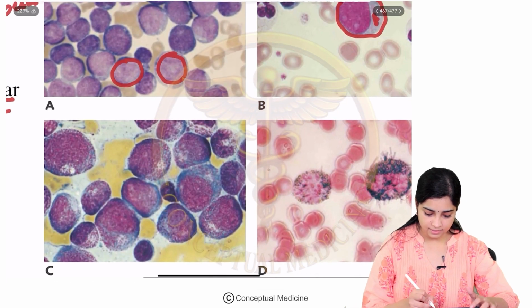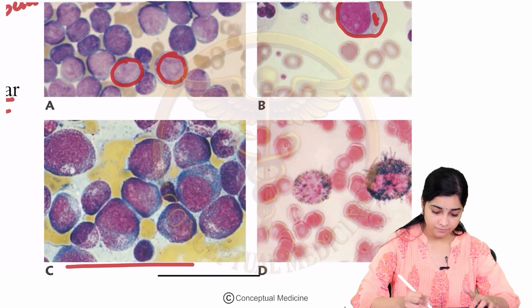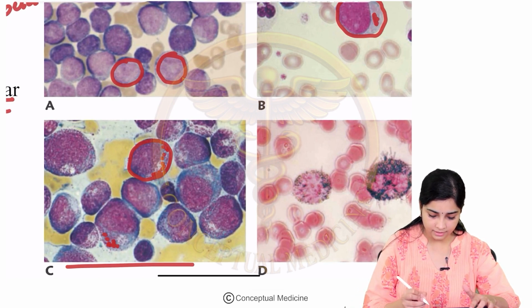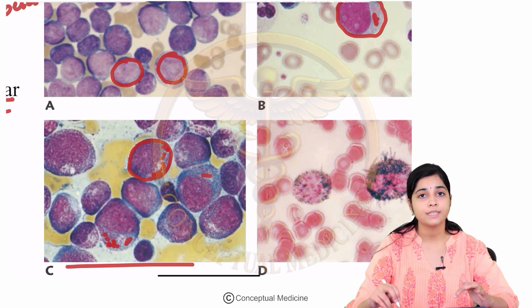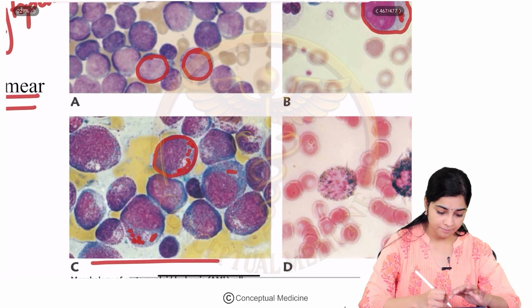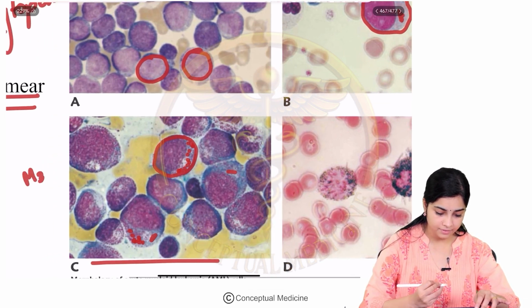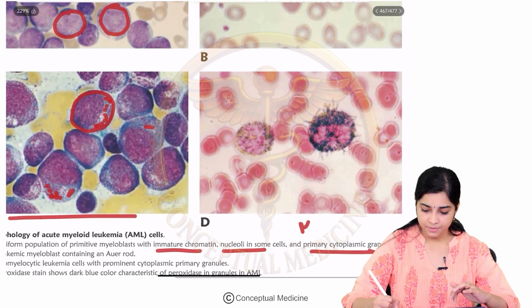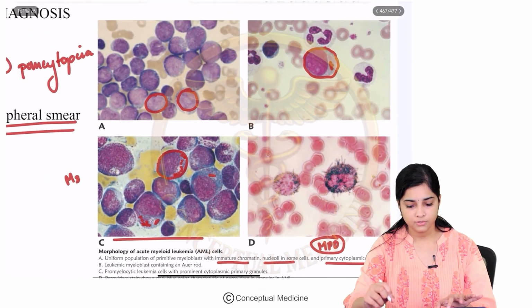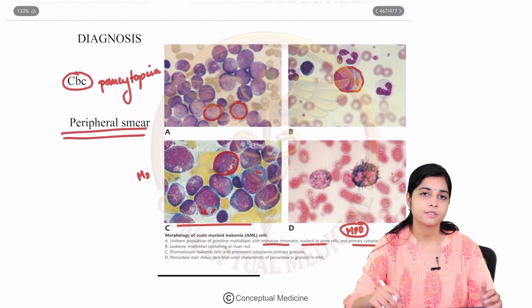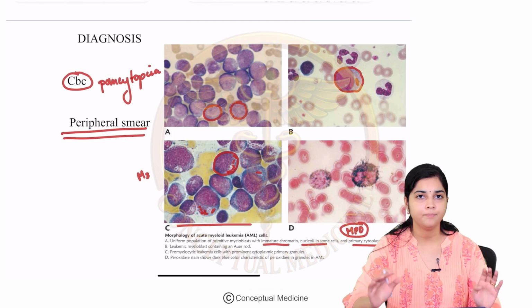Now, what is this image showing? Here you see that this is also a myeloblast, but you see this increased granularity and you may see the presence of multiple Auer rods as well. So what exactly is this? This is your APML or AML M3. Then this is an MPO staining, myeloperoxidase staining, of AML. So this is the type of peripheral smear findings that you can expect in AML.